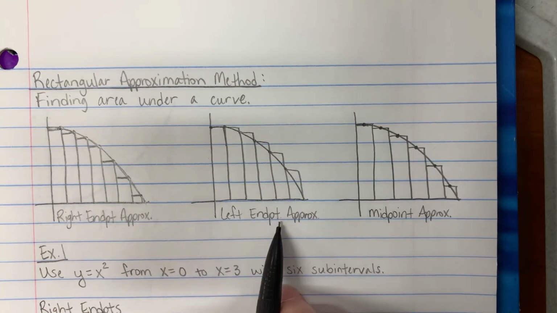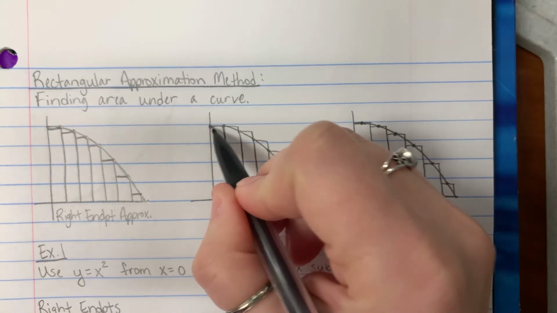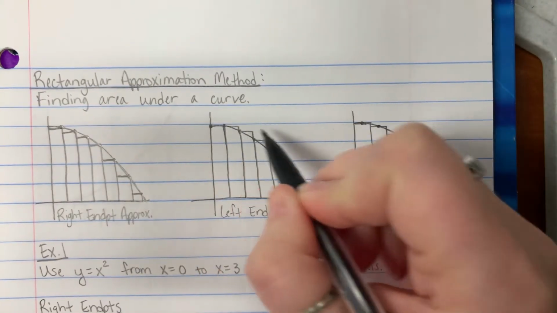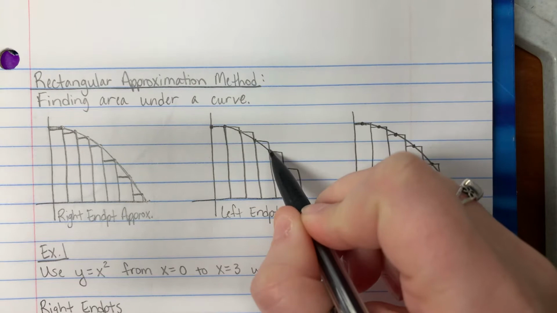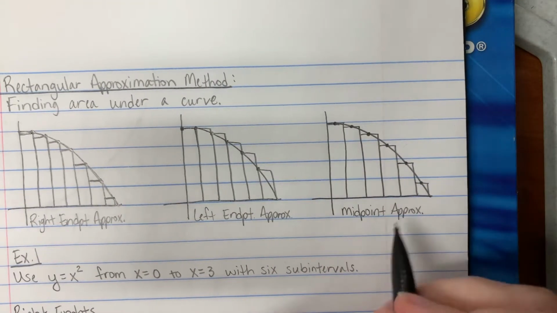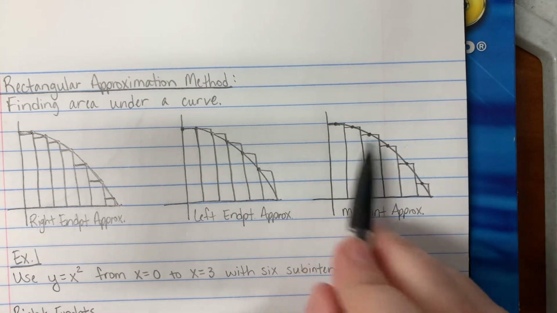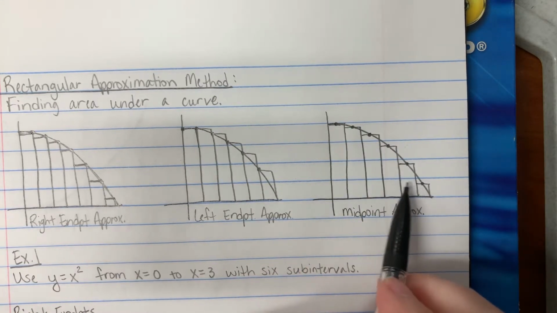Then there's left endpoint approximations. In that case, the left endpoint, the top left point on the rectangle touches the curve all the way down. The last way is the midpoint approximation. This one is the most accurate out of all of them, but it is a little more difficult to find.